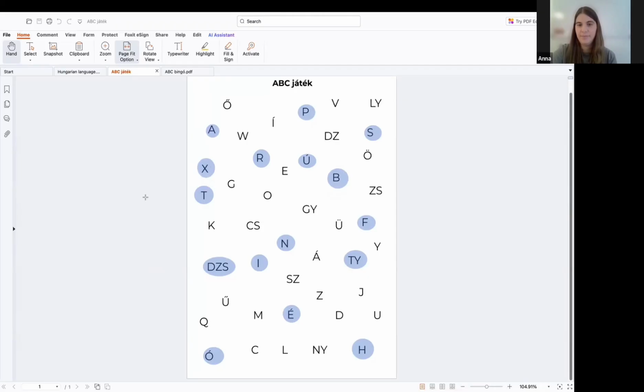Okay, it's right here. Then Z. Right, this is our Z. U. Okay, you probably heard that it's short, and it's the U with the double dots. U. M.